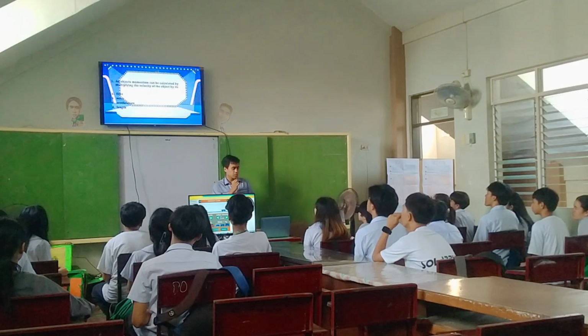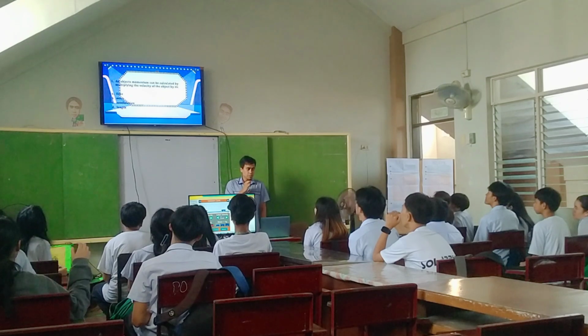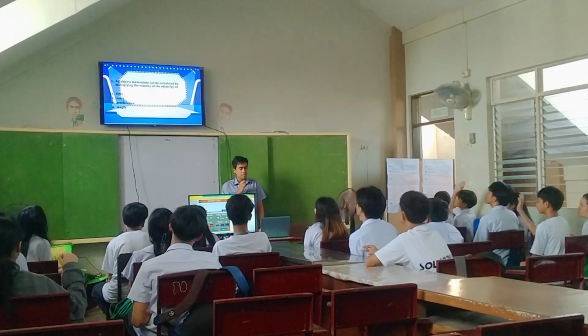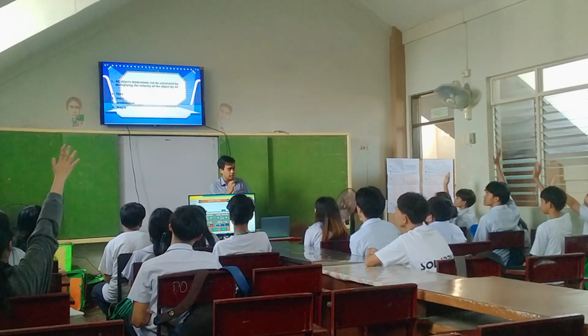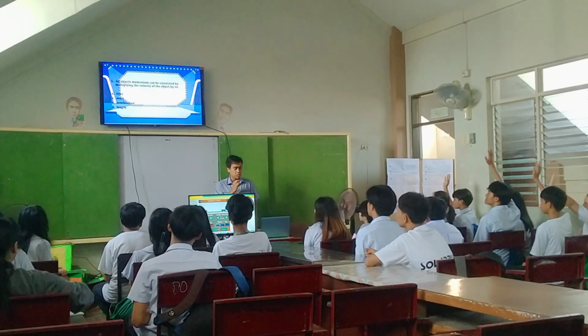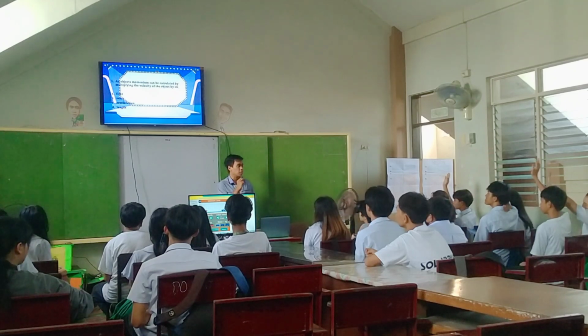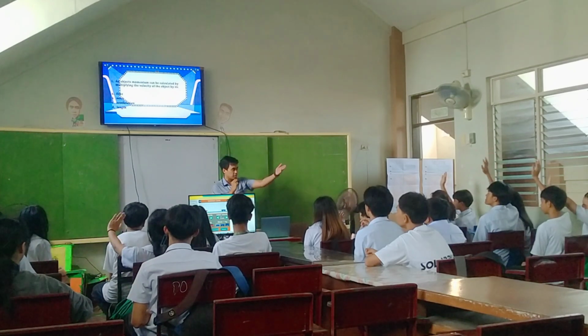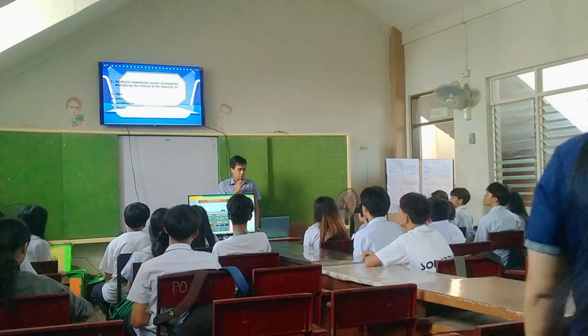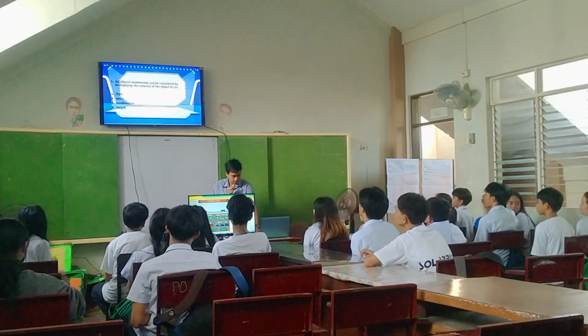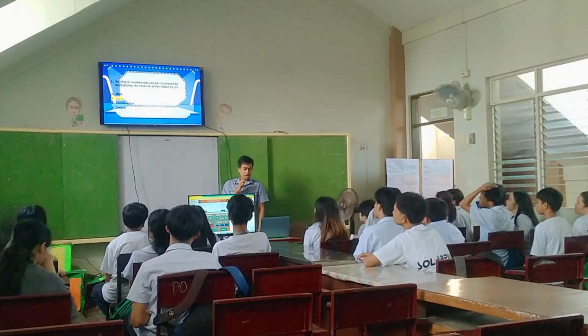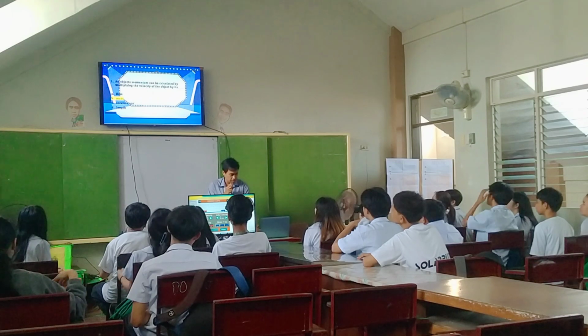Number 1, an object's momentum can be calculated by multiplying the velocity of the object by its. What do you think is the answer? Rate. Okay, let's see if that's correct. Very good. The answer is letter B, mass.